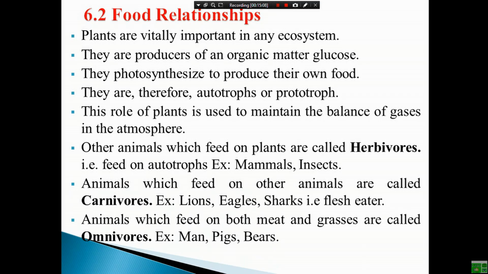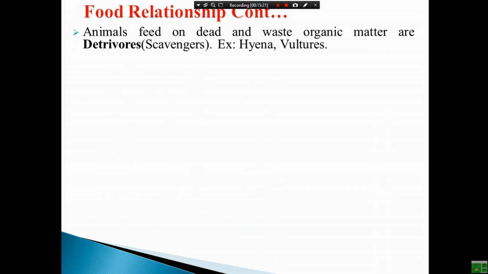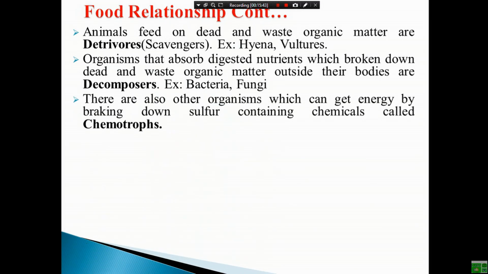They are man, pig, bears or koala bear. All animals therefore are heterotrophic organisms because they depend on autotrophs. Next, animals that feed on dead and waste organic matter are called detritivores or scavengers, like hyenas and vultures. Organisms that absorb digested nutrients, breaking down dead and waste organic matter outside their bodies, are decomposers. Bacteria and fungi are the commonly known examples of decomposers.